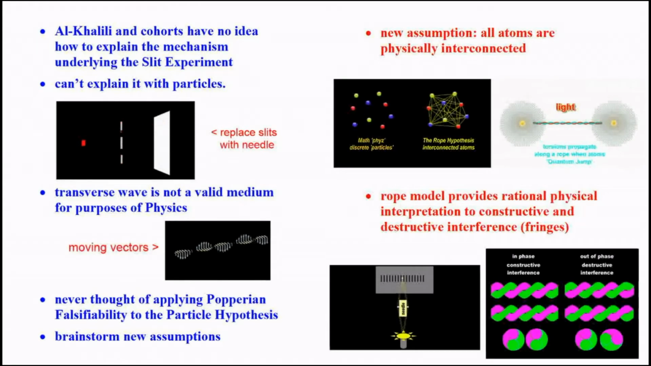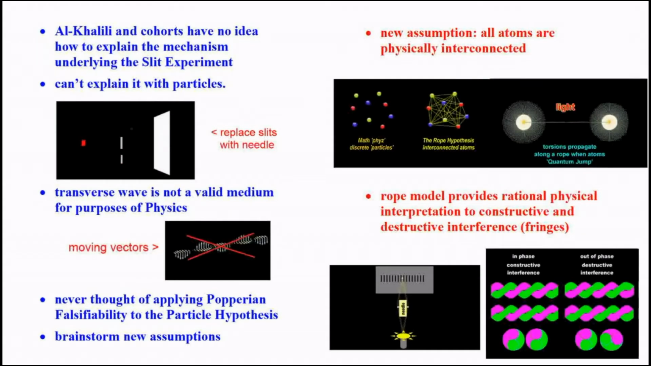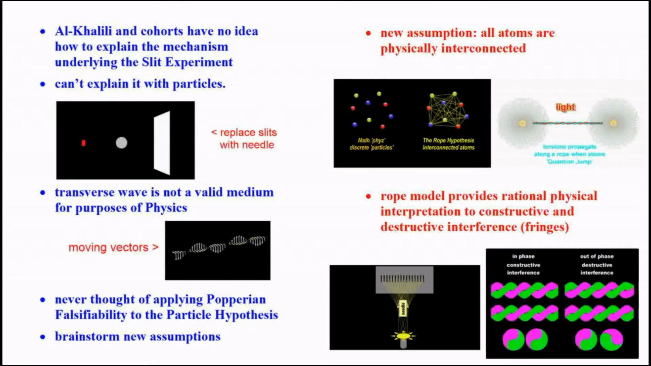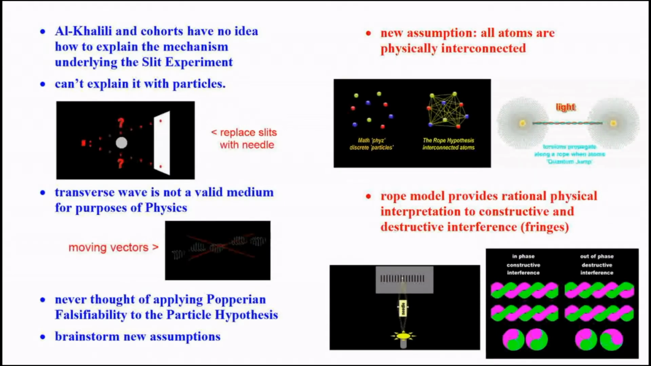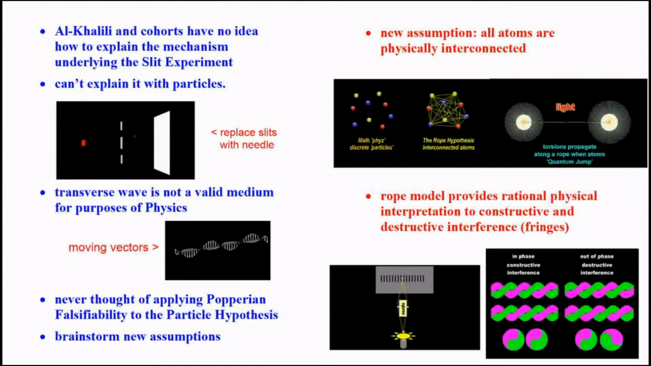As the atoms pump back and forth, expand and contract, they torque the rope. All atoms in the universe are interconnected, and that's different than what quantum or mathematical physics proposes, which is discrete particles. And under the rope model, on the bottom you can see how we explain it. When you turn the light on, all atoms are already interconnected before you turn the light on. But when you do, all you do is increase the frequency.